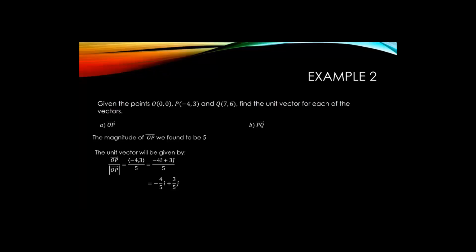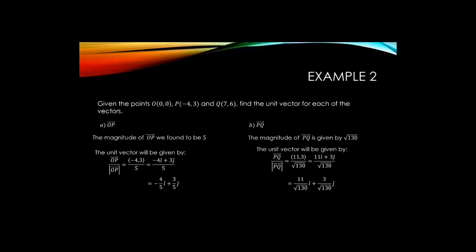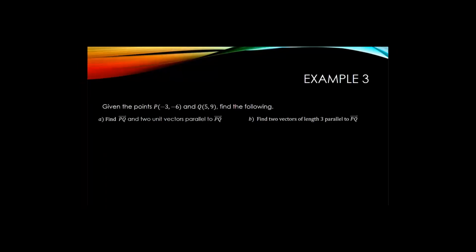For the vector PQ, we found that the magnitude was the square root of 130. My unit vector will be given by the vector PQ divided by my magnitude. This means my component vector 11, 3 divided by the square root of 130 is my new unit vector. I write it in vector component form with i hat and j hat: 11 i hat plus 3 j hat divided by the square root of 130. I break it up into specific components. My unit vector is given by 11 over the square root of 130 i hat plus 3 over the square root of 130 j hat. I want to work another example.